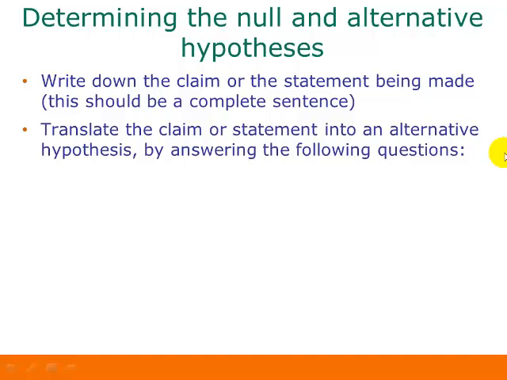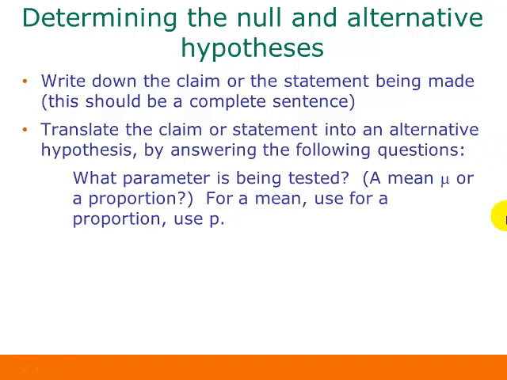Then we're going to take that claim or statement and translate it into an alternative hypothesis by answering these questions. The first question is, what parameter is being tested? In this chapter, it's either going to be a mean, which we represent with mu, or a proportion, which we represent with p.